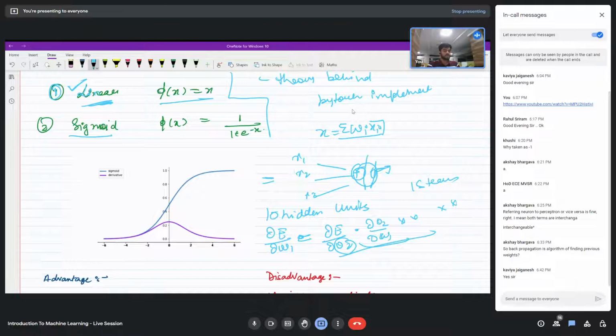The purple line here is the derivative of this function, and you see it is just between 0 and 0.25. So if you multiply these small numbers, the gradient sometimes becomes very small.